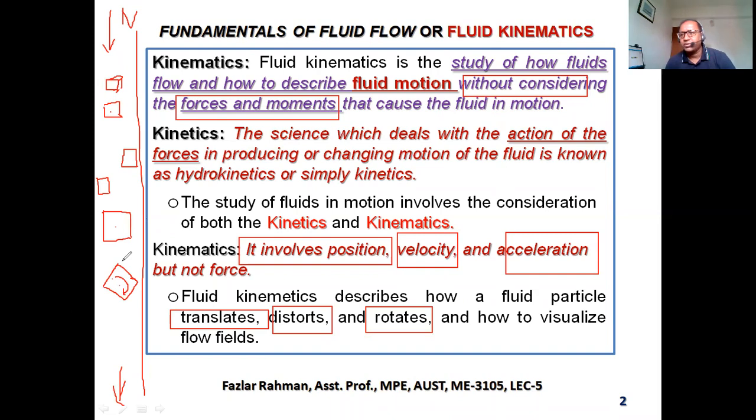And what is distortion? When the fluid particle came in over here, its length has changed, its side has changed, and its size gets bigger. So that is called distortion.